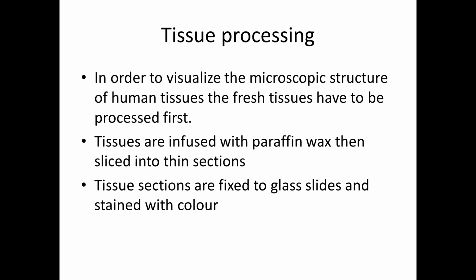Now, in order to visualize tissues, you have to do what is called tissue processing. In order to visualize the microscopic structure of human tissues, the fresh tissues have to be processed. Tissues are infused with paraffin wax and then sliced into thin sections. Then these sections are laid onto glass slides and stained with color. Only then can you see the proper structure through the light microscope.